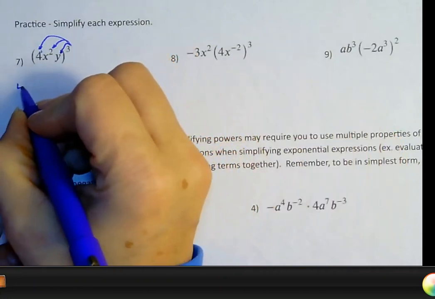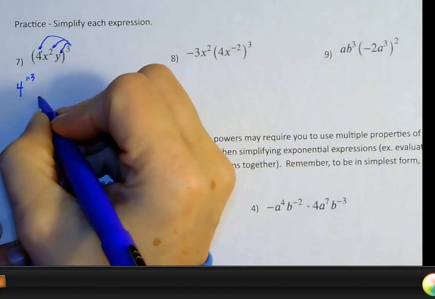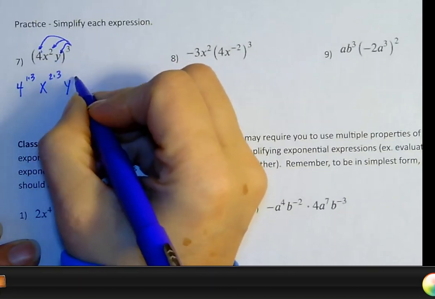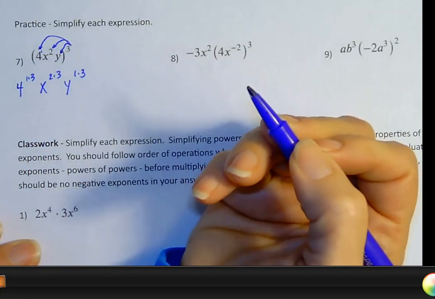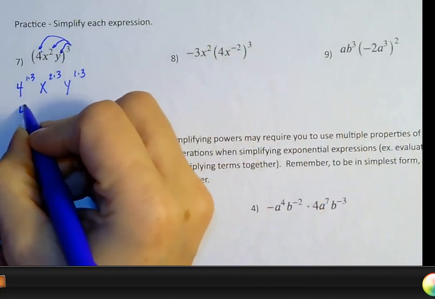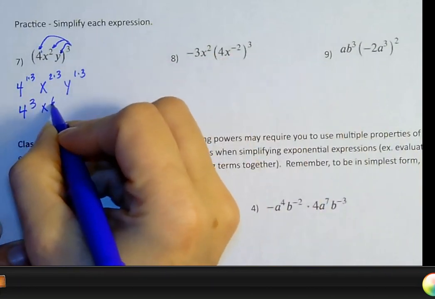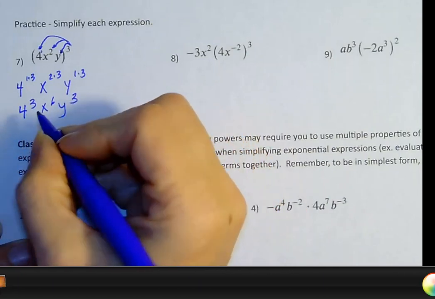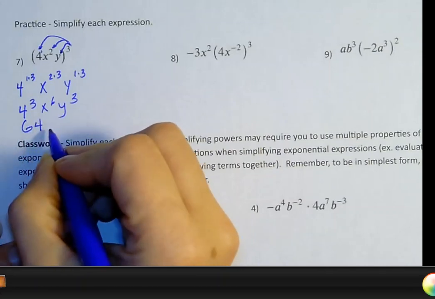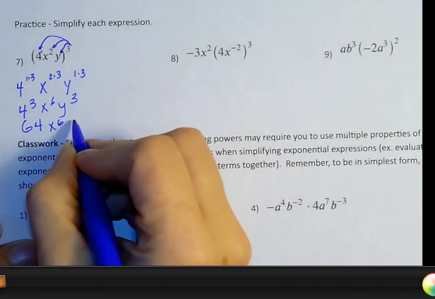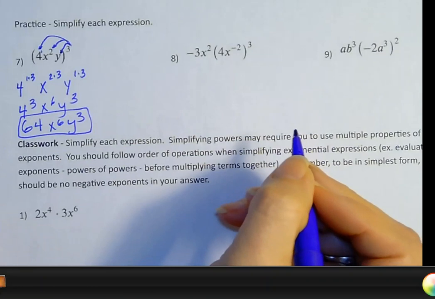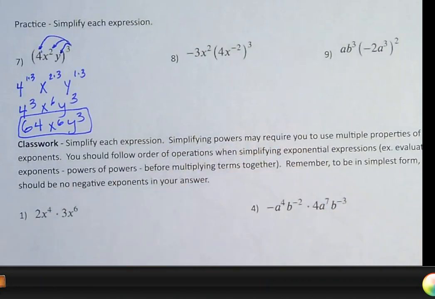Here's what it looks like. It's going to be 4 to the 1 times 3 times x to the 2 times 3 times y to the 1 times 3. Just multiplying exponents right now. That leaves me with 4 to the third, x to the 6th, y to the third, and 4 to the third. 4 times 4 is 16, times 4 is 64. So all the way simplified, I'm at 64, x to the 6th, y to the third.